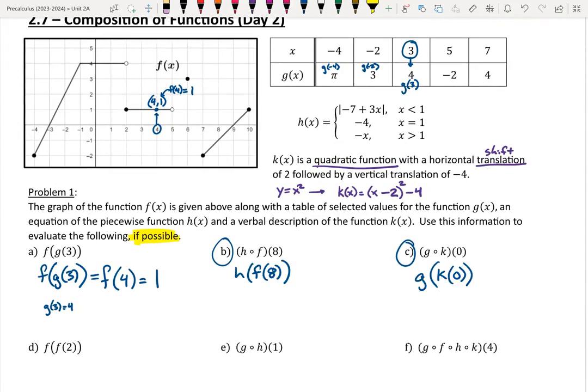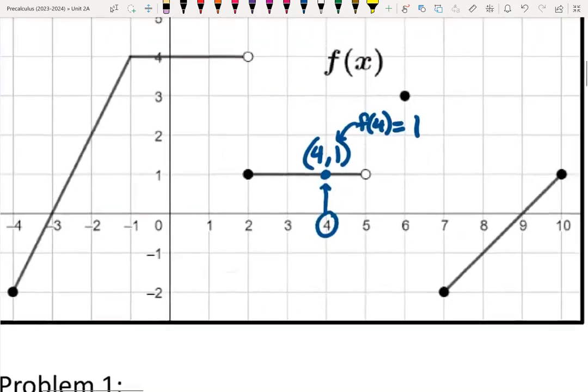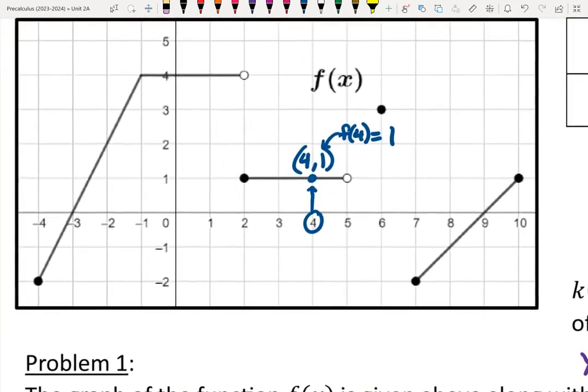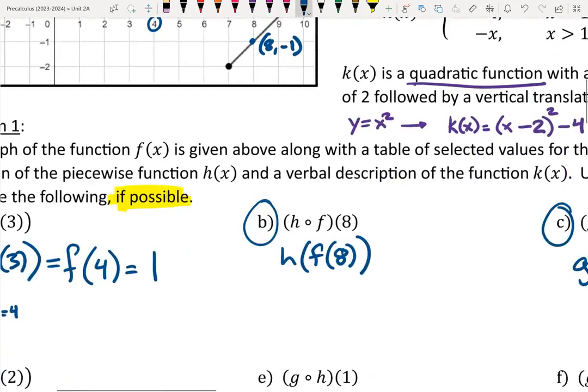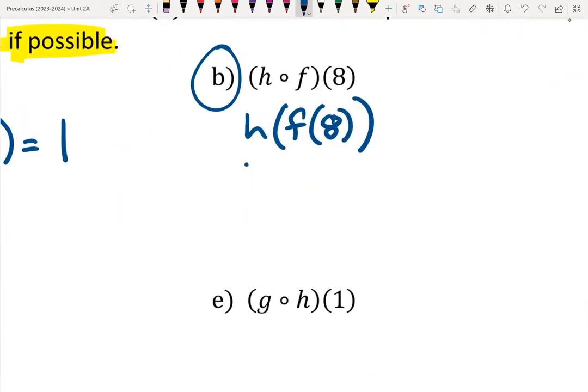So B, we're looking for h of f of 8. So what function are we looking at first? F, right? According to our graph, what is f of 8? -1, right? We have 8. Here's our point, -1, right? That's 8 comma -1. So down here, we would then say that that would be h of -1.